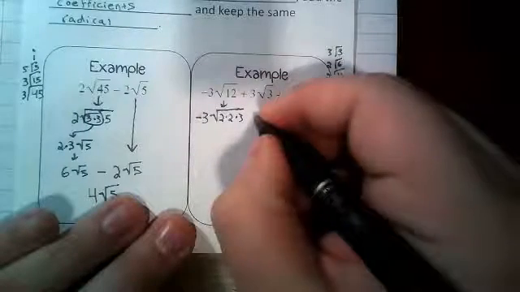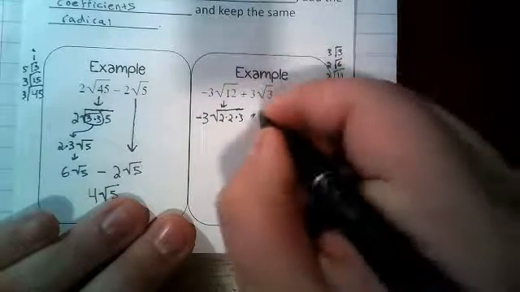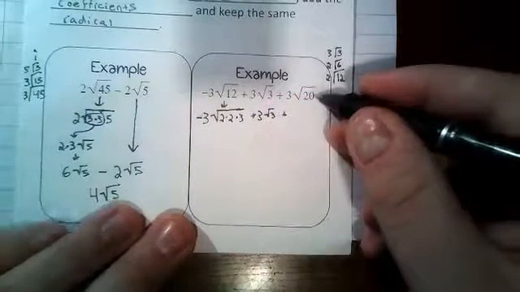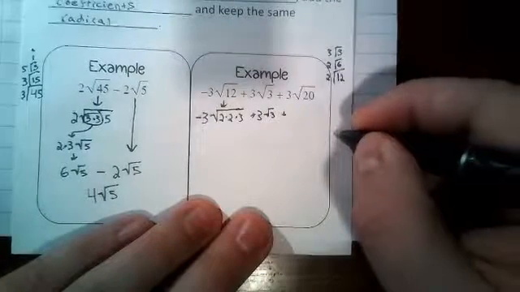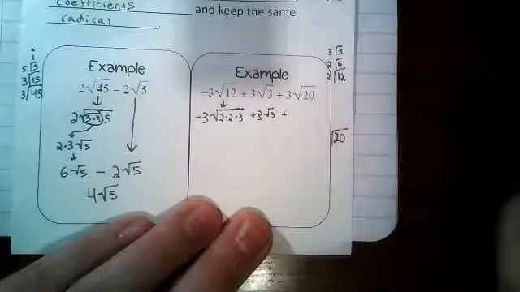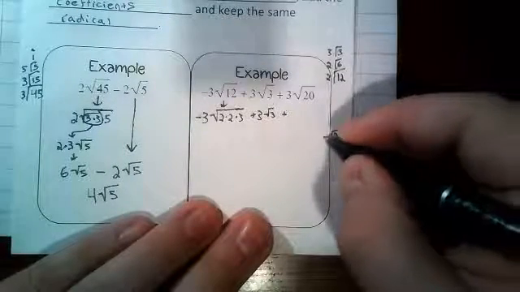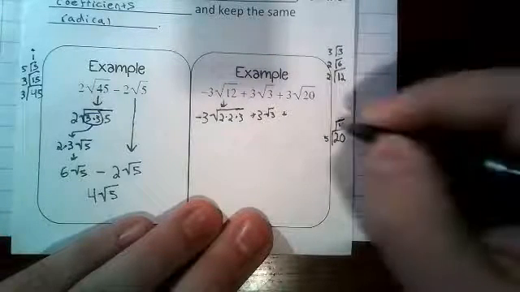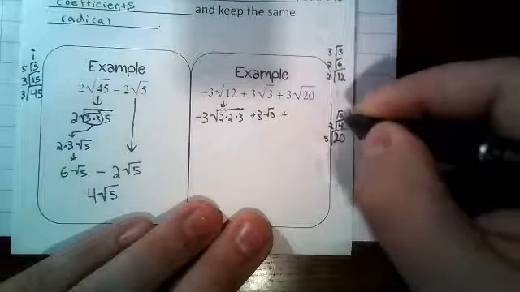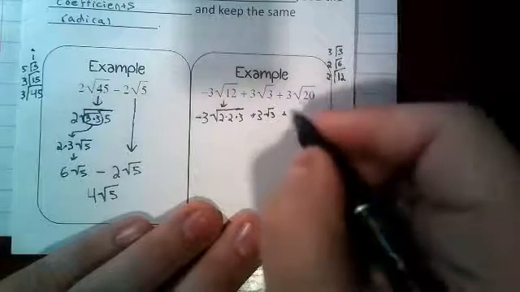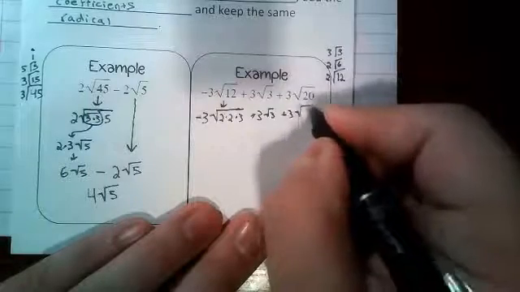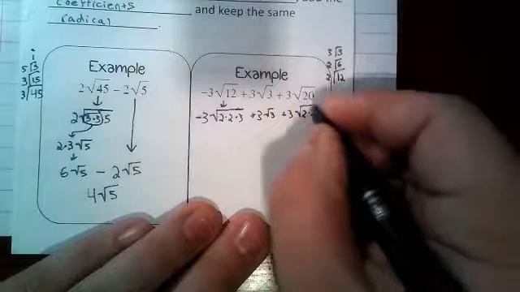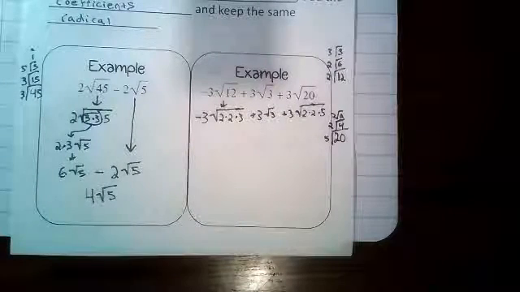And then I've got this plus 3 square root 3, and then the prime factorization of 20. I might have to start down here more. We've got 5 that goes into it 4 times, then 2, and then 2. So this is 3 times the square root of 2 times 2 times 5. Okay, I know I did that kind of fast.